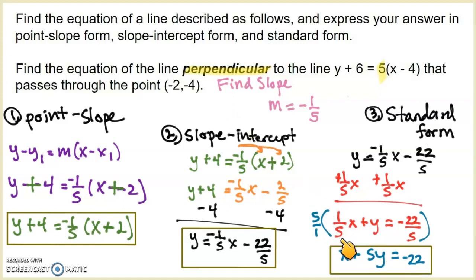And if I replace the x with -2, and if I replace the y with -4, I get -22 as my value. So this equation does work for this ordered pair, which means the other one should work as well. And this equation is perpendicular to this line because this equation has a slope that's -1/5.